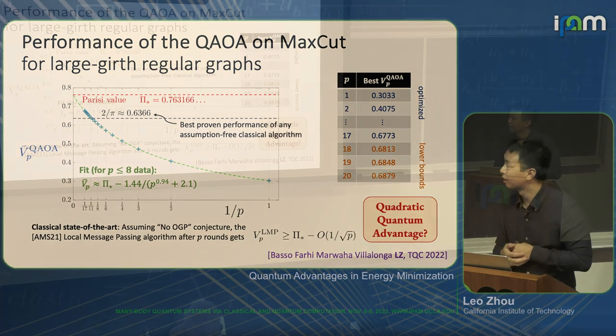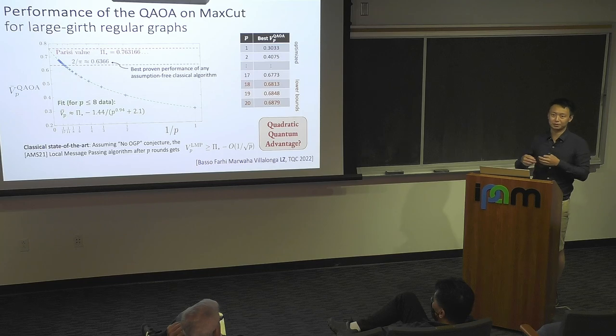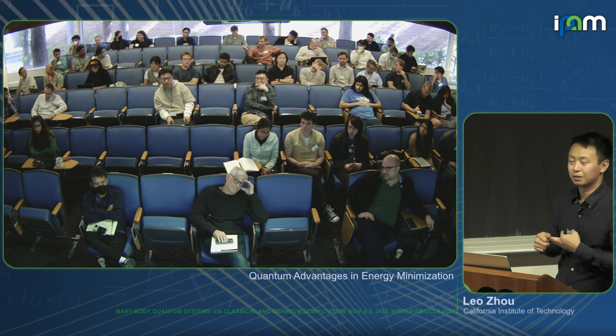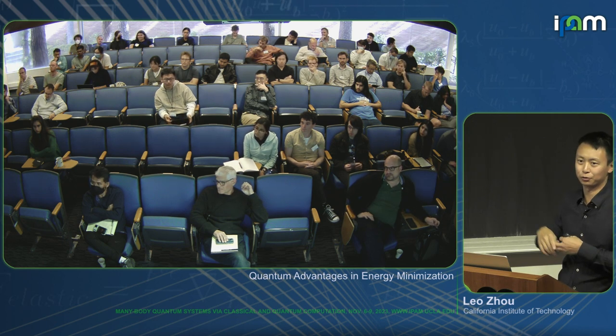What is the complexity for this local message passing algorithm as a function of p? Essentially the same as QAOA. I mean, you're struggling to find these parameters because the complexity is somewhat exponential. Yeah, so to calculate these things, the calculation grows like 4 to the p.